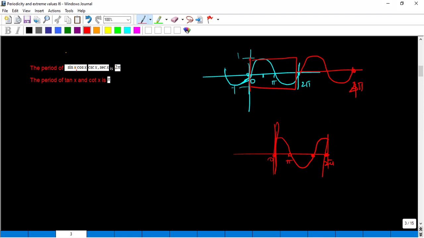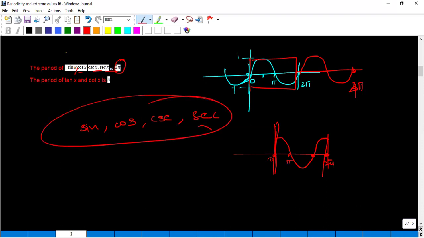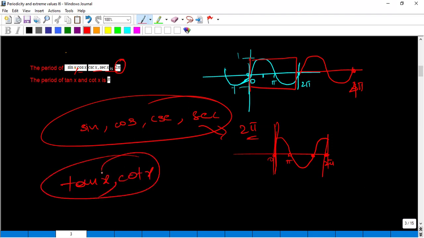The period of sine, cos, cosecant and secant we can tell as 2 pi. That we have seen in the diagram. Sine, cos, cosecant and secant, all these functions' period is 2 pi. Every 2 pi it repeats the same value. Then tan x and cot x, these two functions' period is pi. They repeat with a pi period. Tan x and cot x.